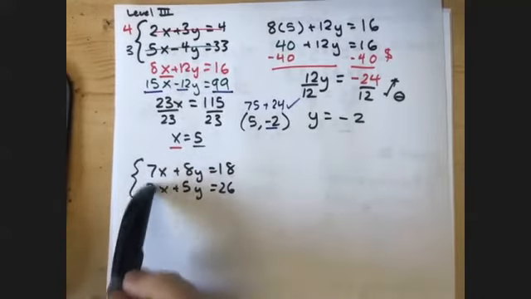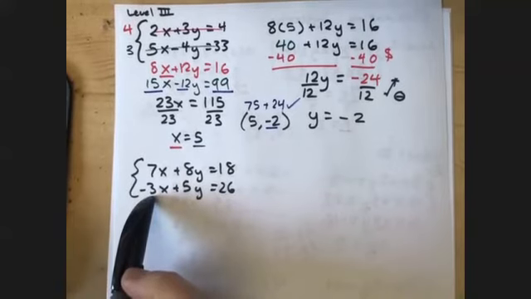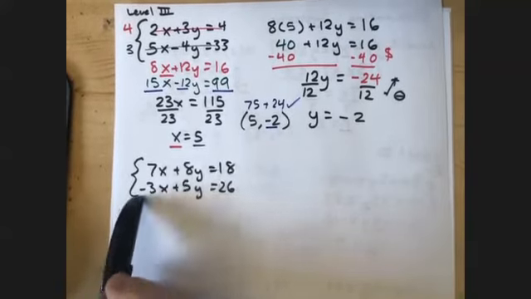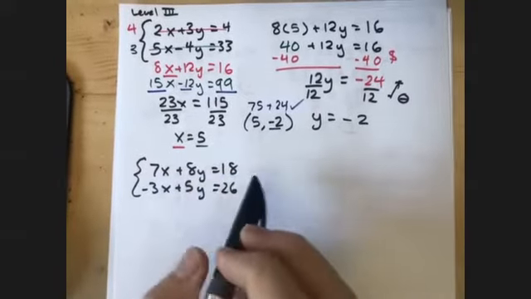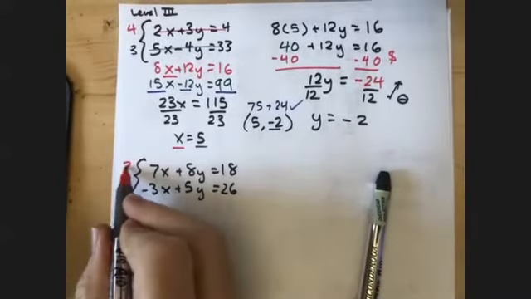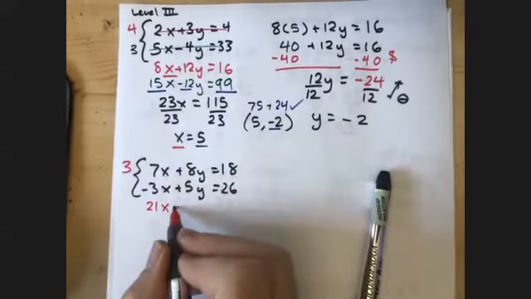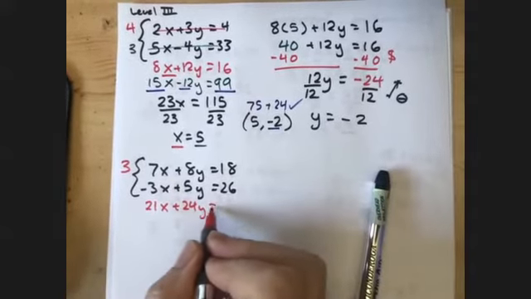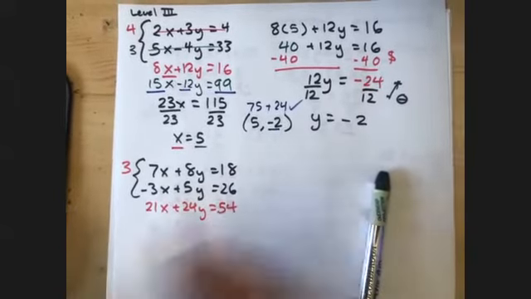The multiple here is 21. I'm going to go with the 21 because it's smaller. And also I have opposite signs, so one of them would have to be multiplied by a negative to get rid of the y. So I'm going to multiply the top by 3 to make a 21. 3 times 7 is 21x. 3 times 8 is 24y. And 3 times 18 is 30 plus 24, which is 54.